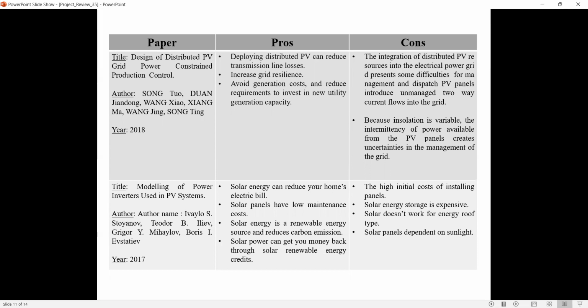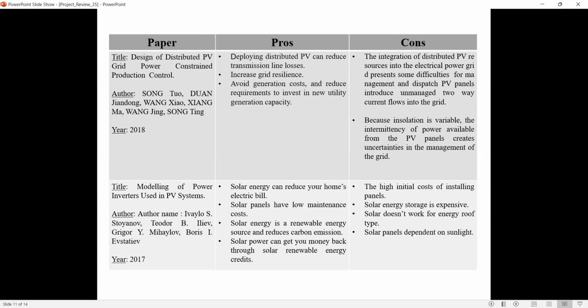integration of distributed PV resources into the electrical power grid presents some difficulties for management and dispatch. PV panels introduce unmanaged two-way current flow into the grid. Because insolation is variable, the intermittency of power available from the PV panel creates uncertainties in the management of the grid. Coming up to the next paper, Modeling of Power Inverter Used in PV System, which is published in 2017.